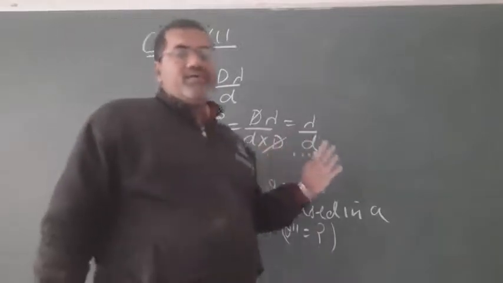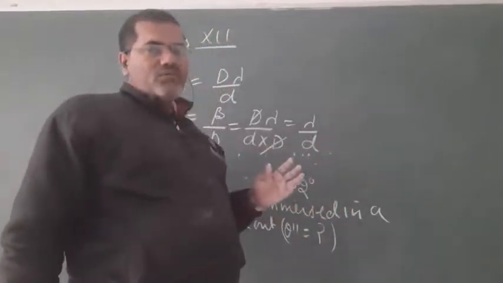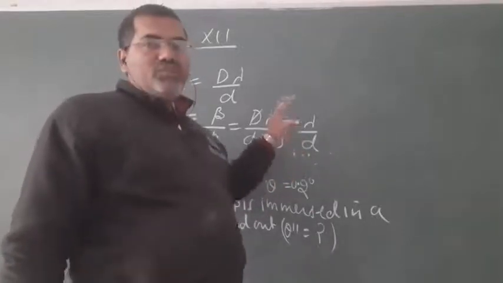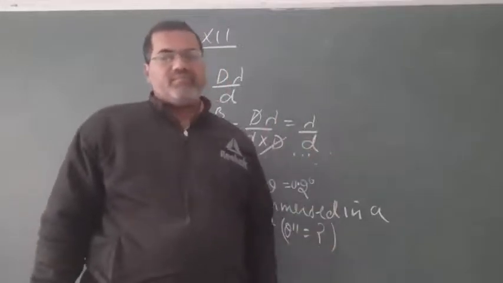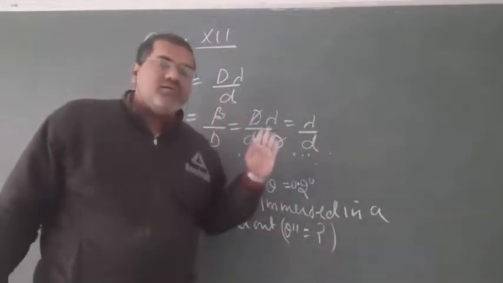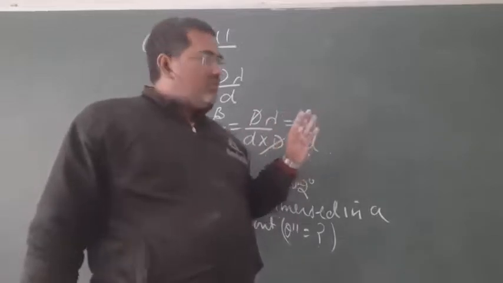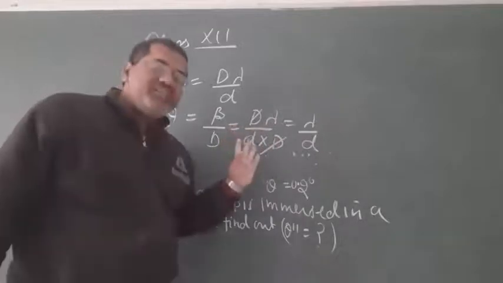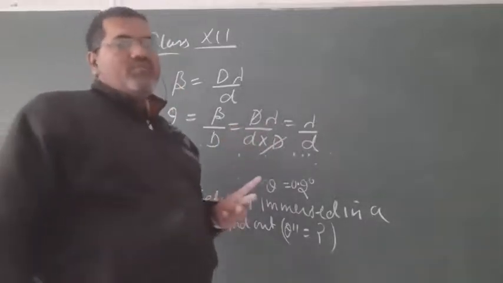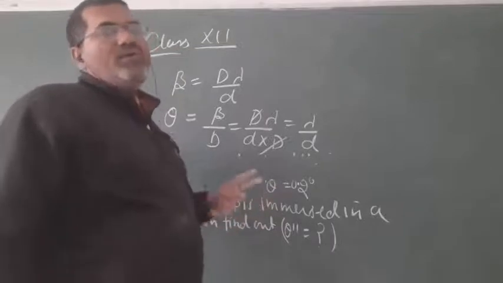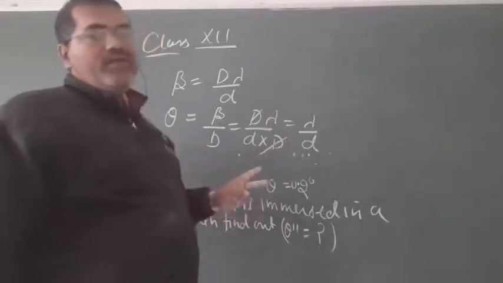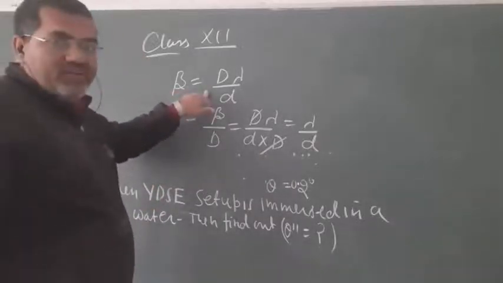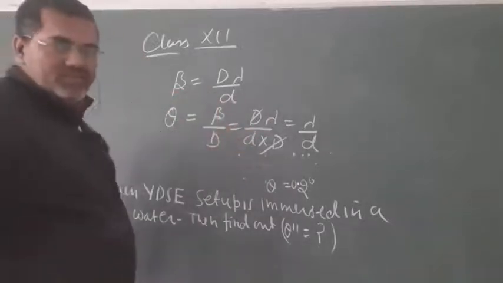Actually, angular fringe width is the difference of angular positions of maximas or minimas. Linear fringe width is the difference of positions of two consecutive maximas. Similarly, angular fringe width is the difference of the angular positions of two consecutive maximas or minimas. So this is linear fringe width and this is angular fringe width.